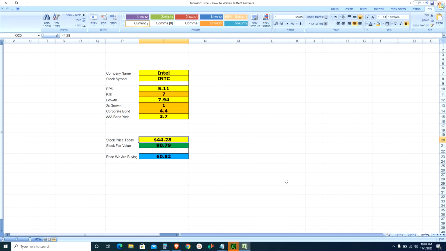I'm very impressed with Intel. 60 bucks is the price at which we should buy, and now it's 44. Benjamin Graham would be a buyer, and Warren Buffett would be a buyer. Are you a buyer? Let me know in the comments below.